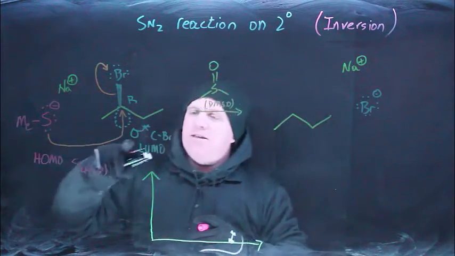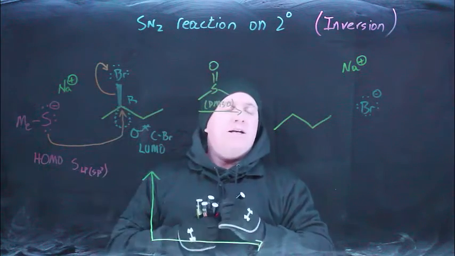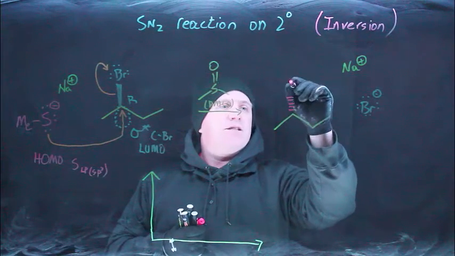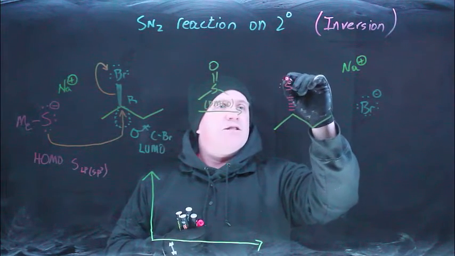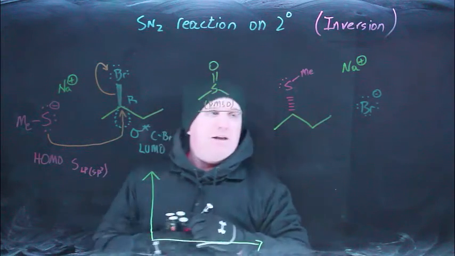And since you attack the sigma star orbital, you attack from the backside of the carbon-bromine bond, and so it shouldn't surprise you to learn that what happens is you end up inverting that stereochemistry. And so now the sulfur ends up bound there on the backside of where the bromine was. So it came in from the back.